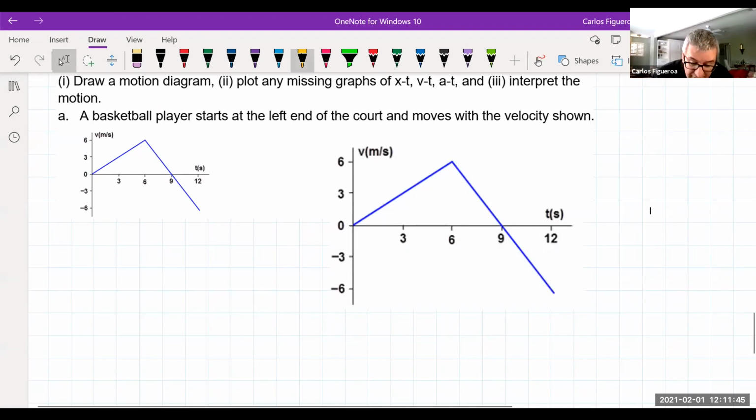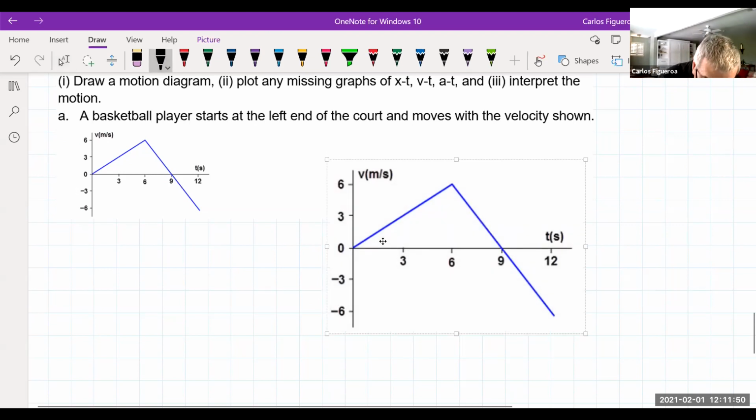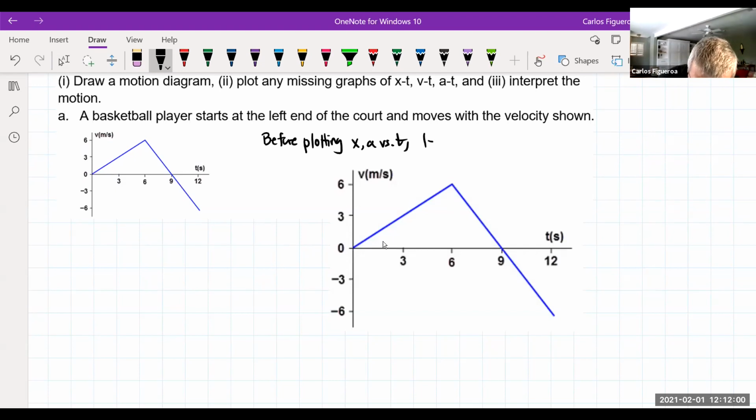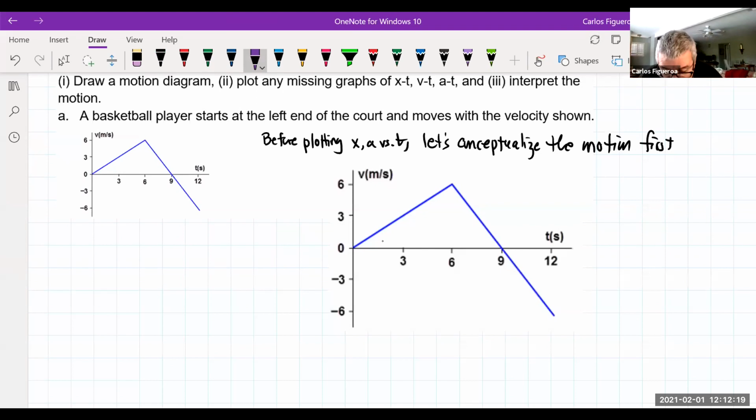So if I look at this, my job before I go to plot, before plotting position and acceleration versus time, is to conceptualize the motion first. I think it's pretty clear when I look at the first piece at least. Let's look at this first piece.